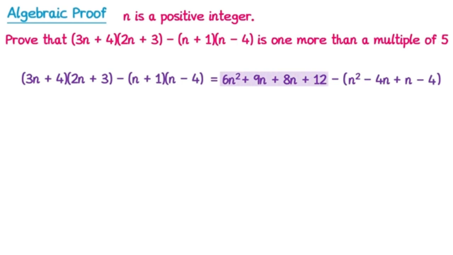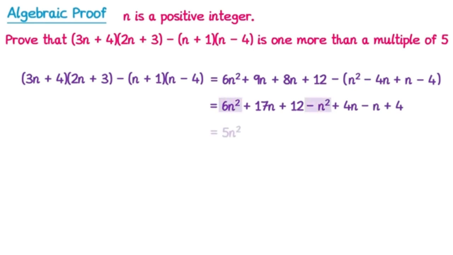Now we can simplify a little bit here. We've got 6n squared. 9n plus 8n is 17n, and then plus 12. Then here we multiply through by negative 1. So negative n squared plus 4n, subtract n, and plus 4. If we simplify, 6n squared minus n squared is 5n squared. 17n plus 4n minus 1n is 20n. And then 12 plus 4 is 16.